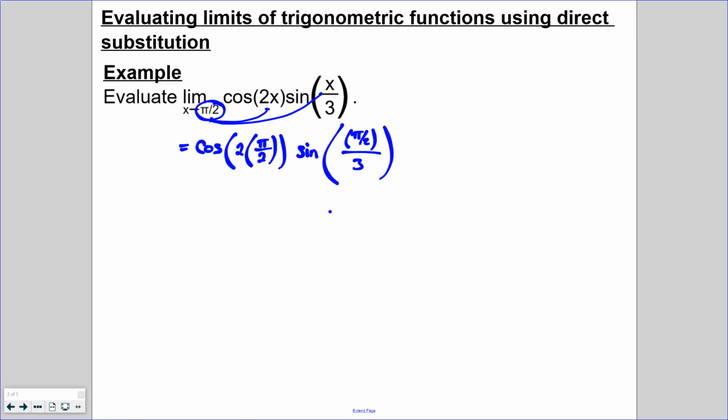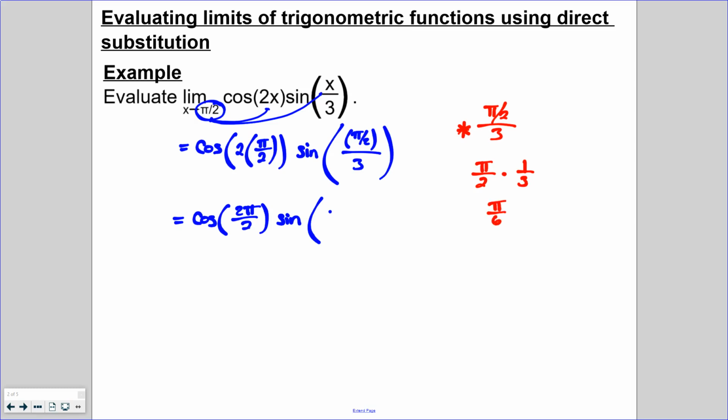Alright, so then we can simplify the insides. We're going to get cosine of 2 pi over 2 times sine of pi over 2 divided by 3. So let's take a look at that over here on the side. We have pi over 2 divided by 3, and we can rewrite this as pi over 2 times 1/3, which ends up being pi over 6. So therefore we can simplify pi over 2 over 3 as being pi over 6.